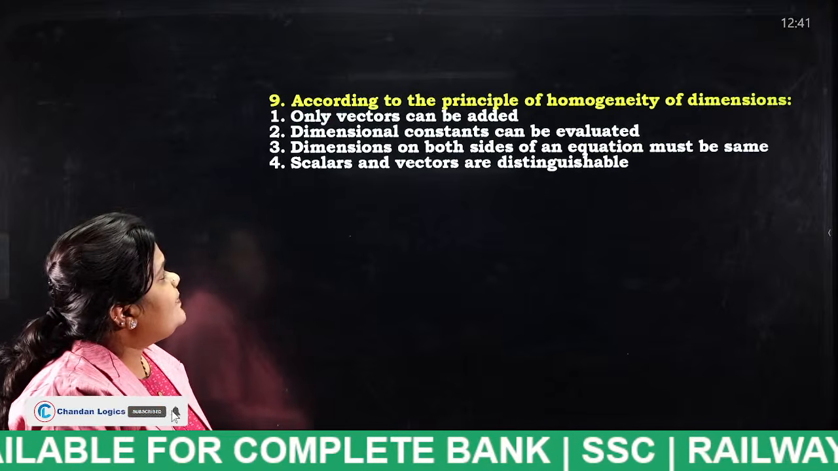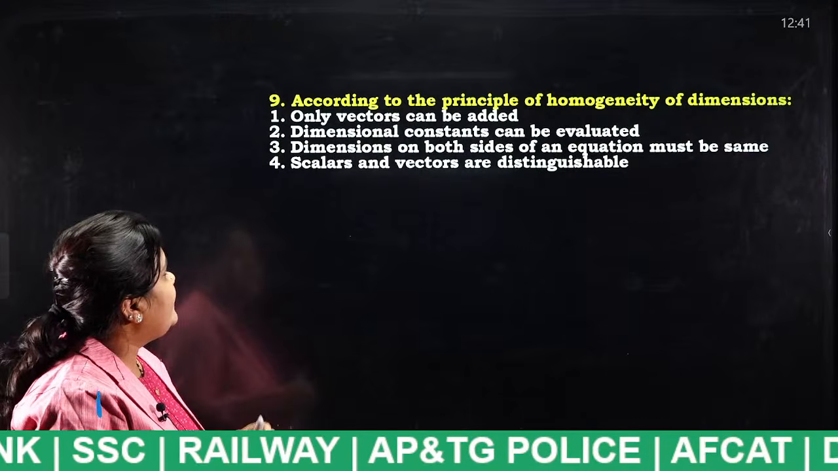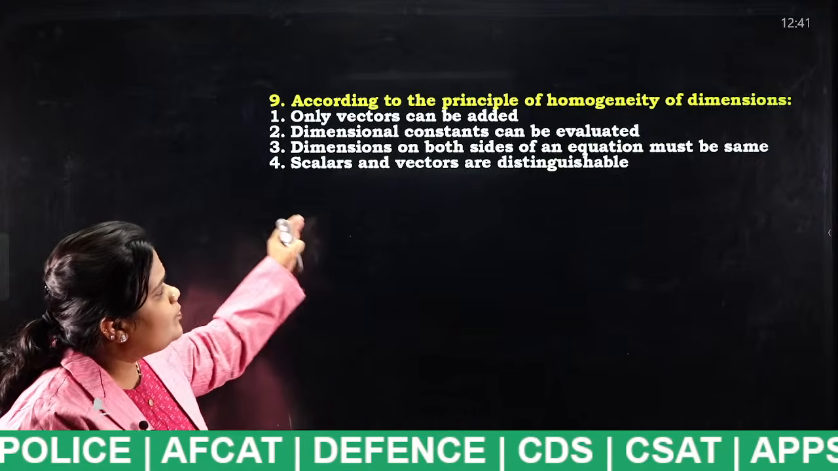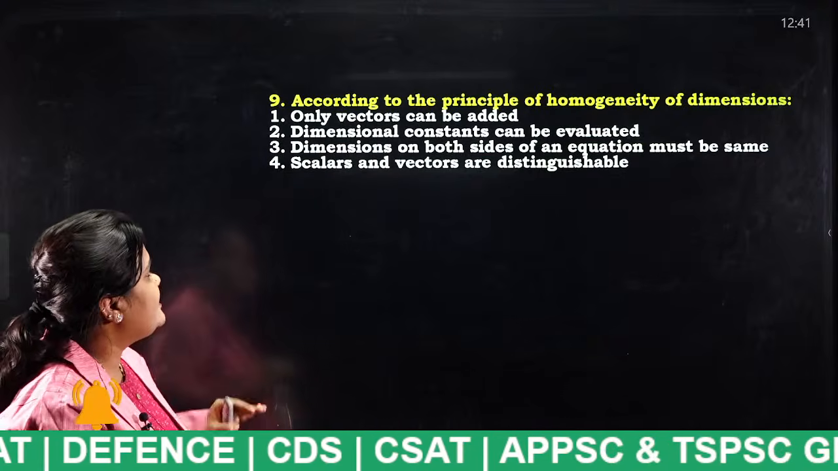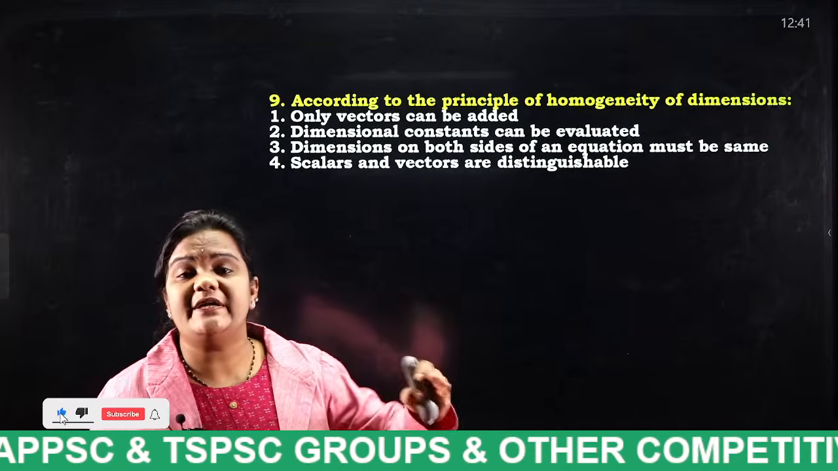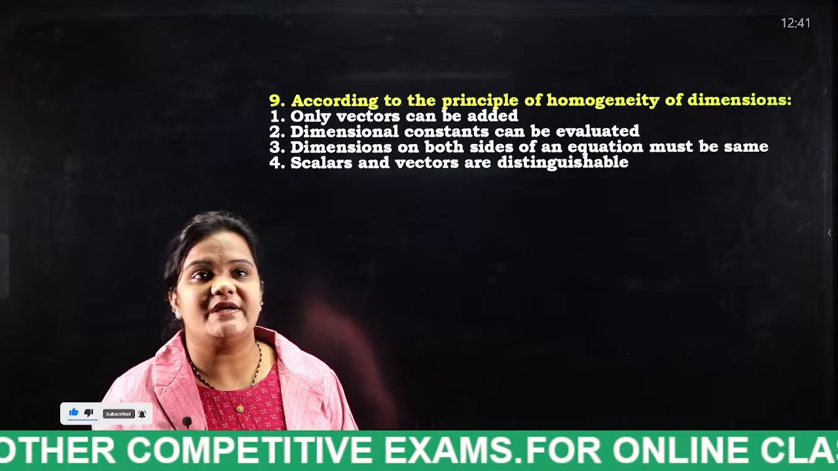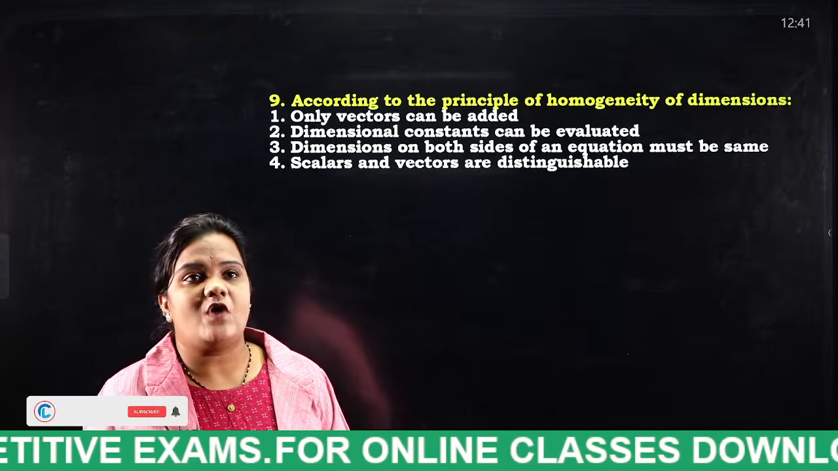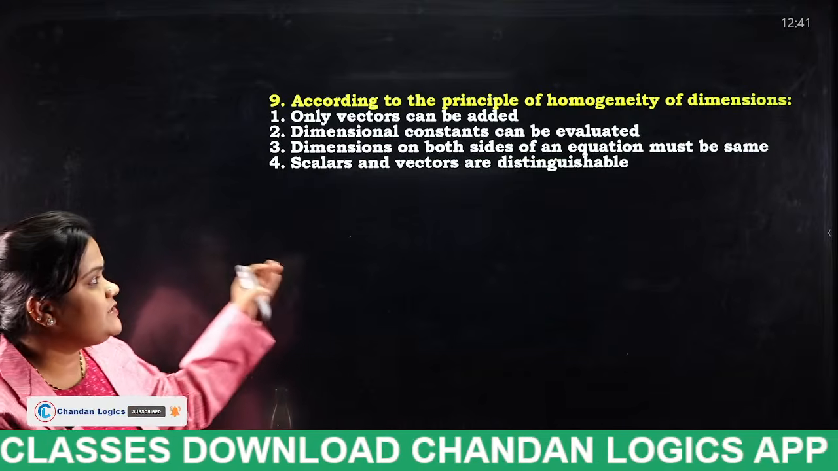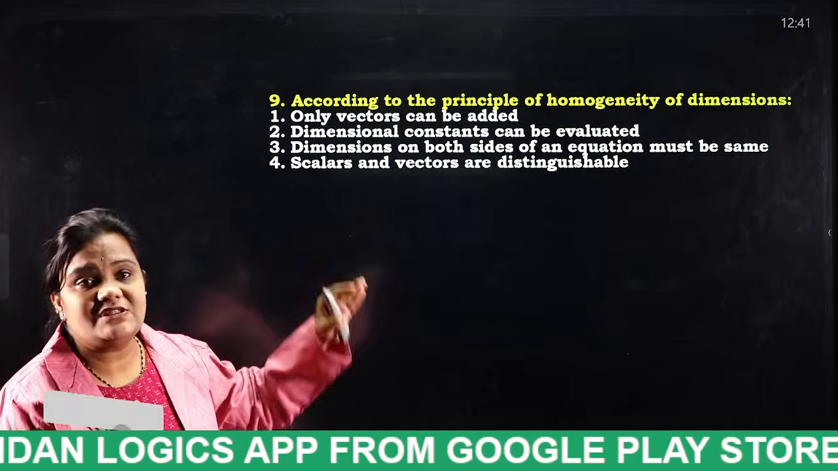According to the principle of homogeneity of dimension, only vectors can be added, dimension constants can be evaluated, dimensions on both sides of an equation must be same, scalars and vectors are distinguishable. So homogeneity means what? Homogeneity means what? So tell me students, what do you mean by homogeneity? Homogeneity means what? Dimensional constants can be evaluated or dimensions on both sides of an equation must be same.